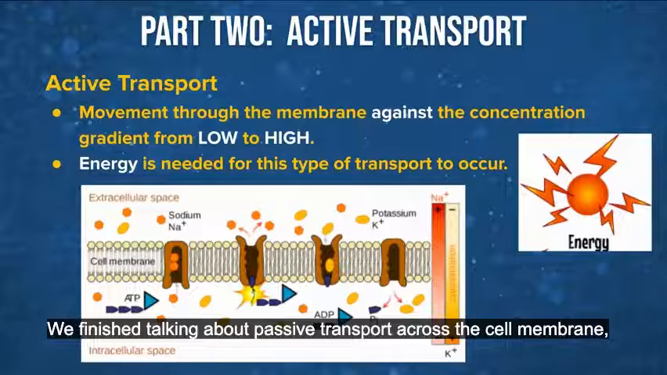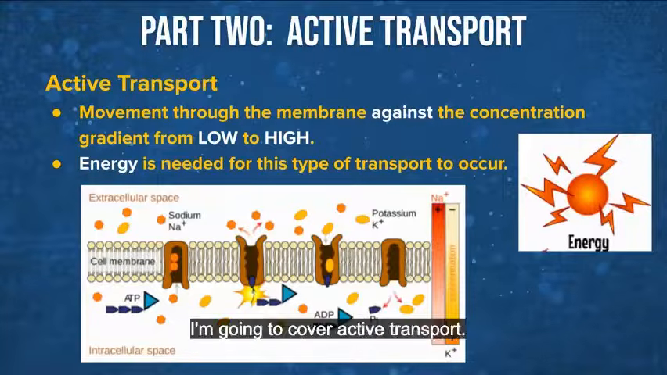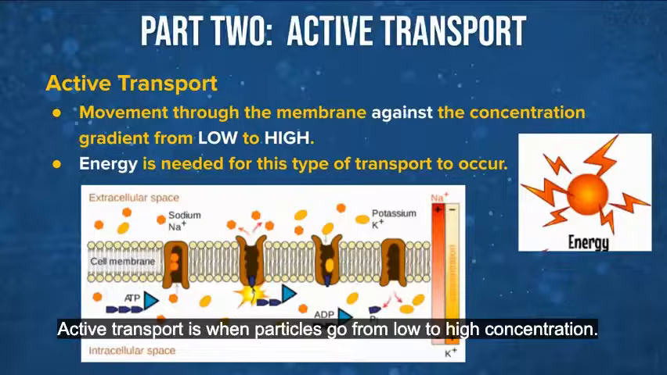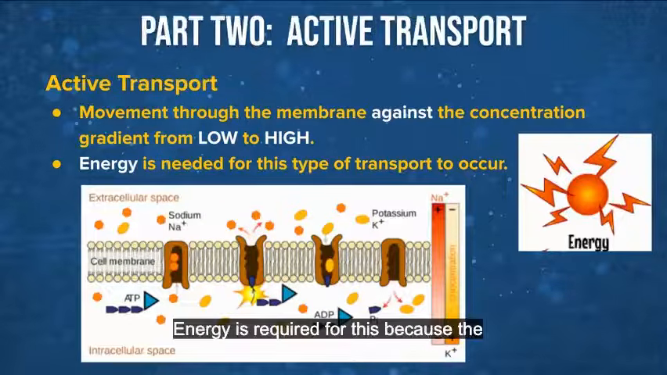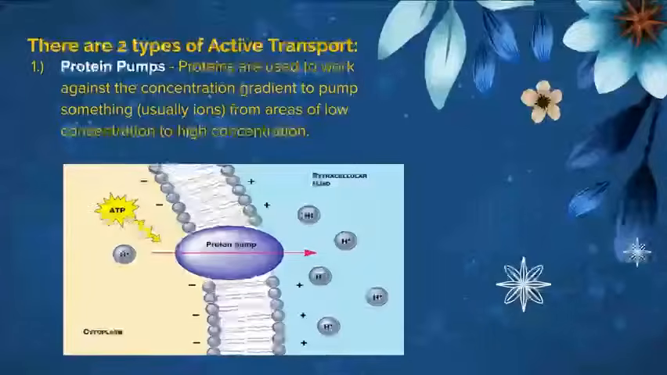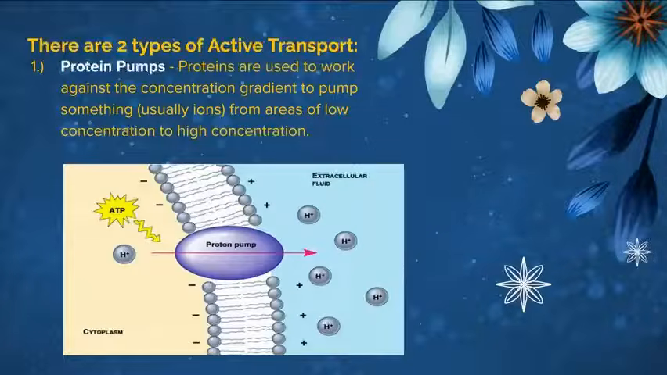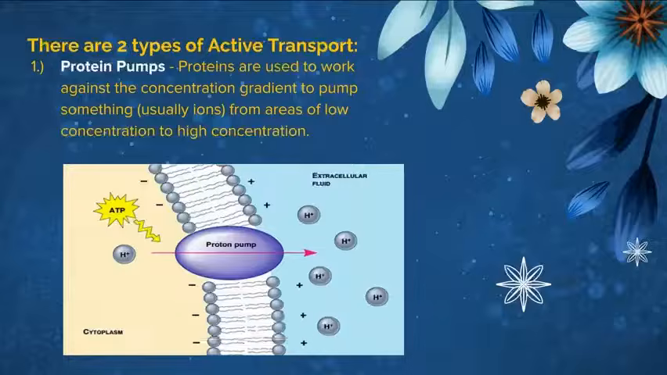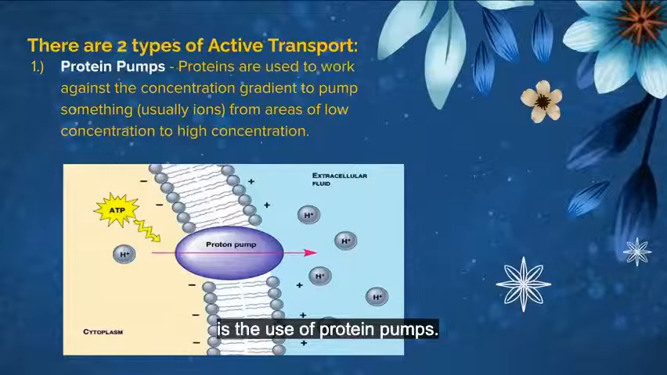We finished talking about passive transport across the cell membrane, which does not require energy. Now I'm going to cover active transport. Active transport is when particles go from low to high concentration. Energy is required for this because the particles are going against the natural flow. There are 2 types of active transport. The first one I'm going to talk about is the use of protein pumps.